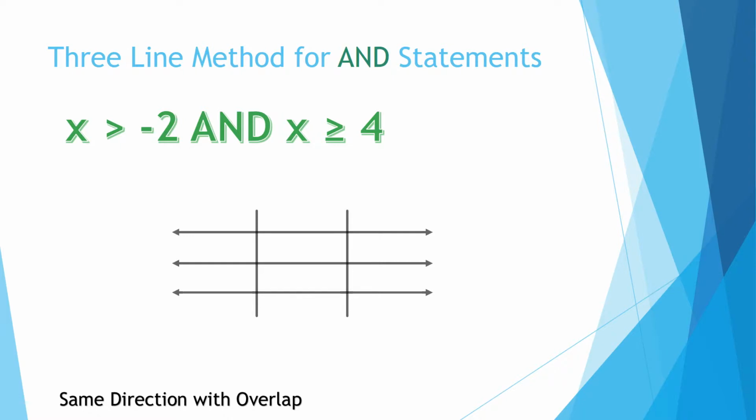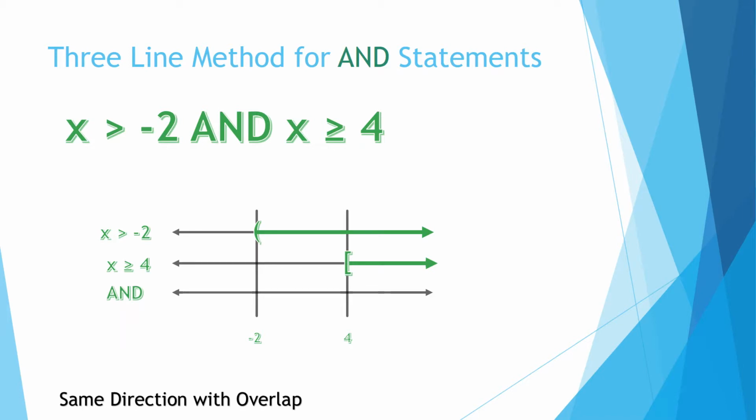Our next example of an AND statement is when they're going in the same direction with an overlap. So here our critical points are still negative 2 and 4, and x greater than negative 2 is going to be parenthesis and shaded to the right. X greater than or equal to 4, we're going to get a bracket and shade to the right. And this is an AND statement.